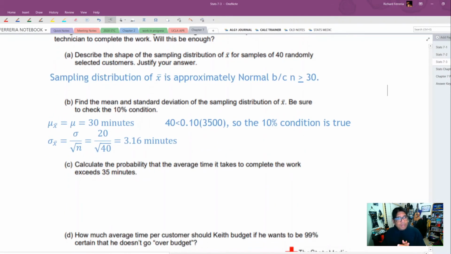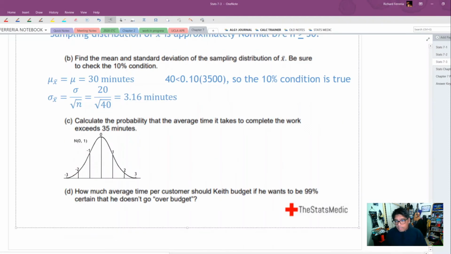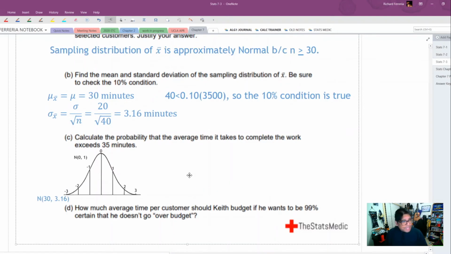Calculate the probability that the average time it takes to work exceeds 35 minutes. Just like all the other work we've done, we're going to start with a normal distribution curve. We're going to say that we have a population or a sampling distribution with a mean of 30 and a standard deviation of 3.16. Label the normal distribution across the bottom with one standard deviation and then two standard deviations.